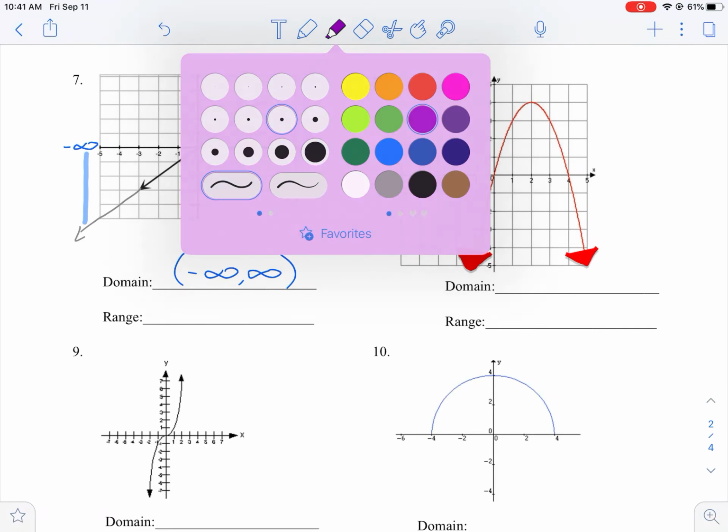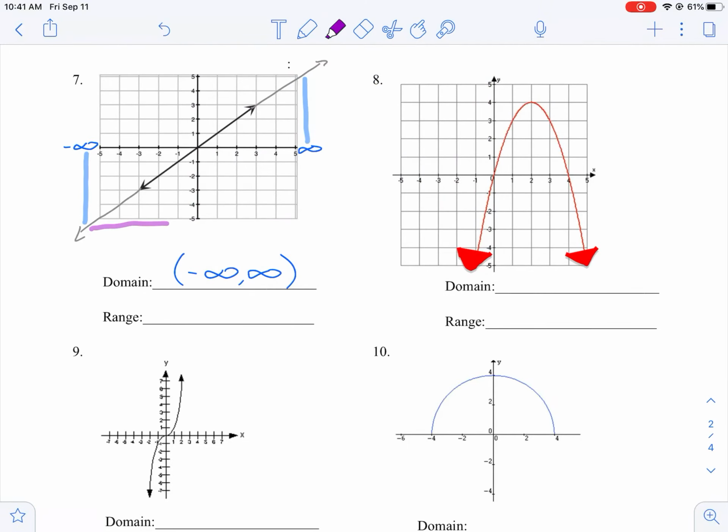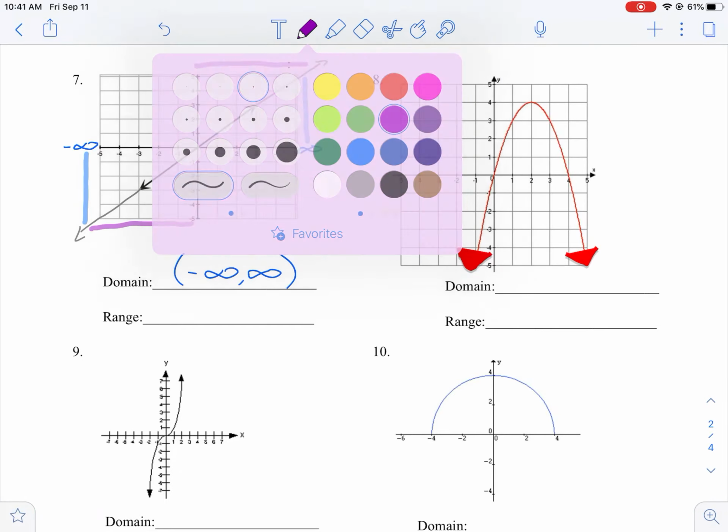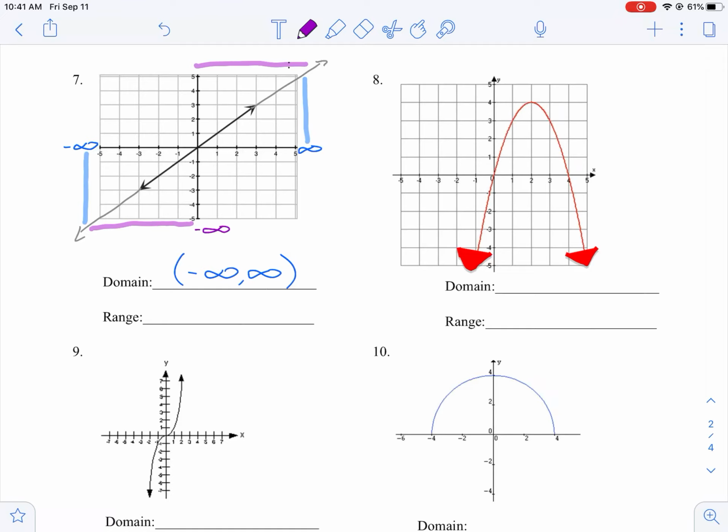And then the same thing happens with my range, because if I go bottom to top, because there are arrows at the ends of this, that's negative infinity down there and positive infinity up here, so it is also negative infinity to positive infinity. This one has a domain and range of all numbers that you could possibly think of.